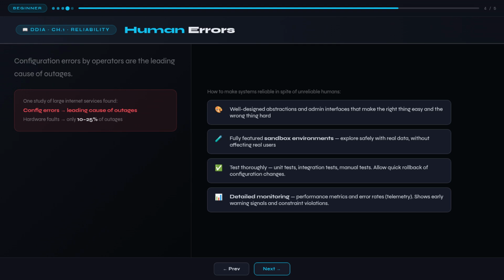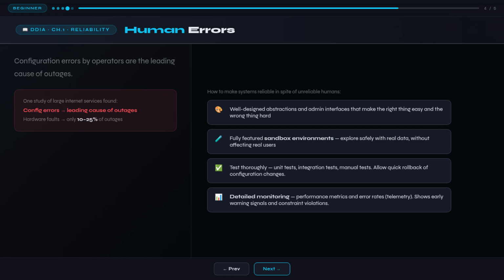Humans design the software. Humans build it. Humans operate it. And humans are the single largest source of production outages, not hardware, not software bugs. One large-scale study of internet services found that configuration errors by operators were the leading cause of outages. Hardware faults, the thing we spend so much time building redundancy for, played a role in only 10 to 25% of outages. The leading cause was people making mistakes when configuring systems. Humans are known to be unreliable in this specific way, even when they are highly skilled and well-intentioned.